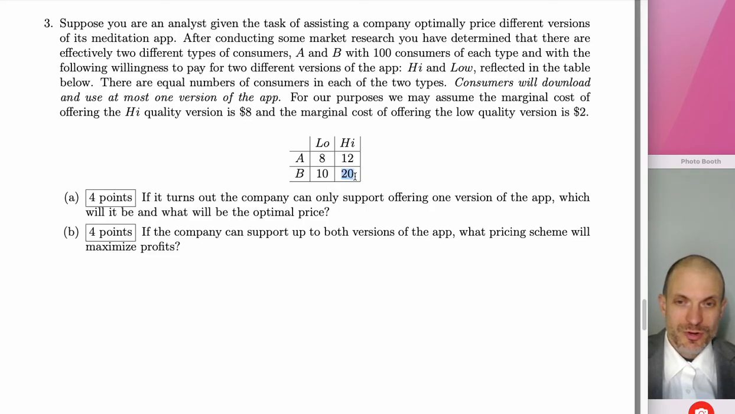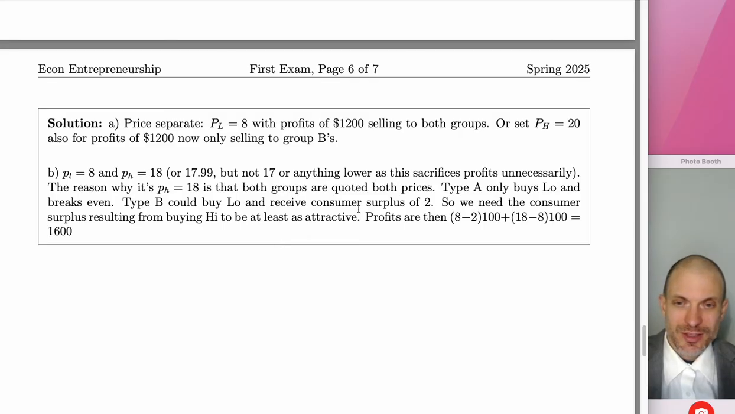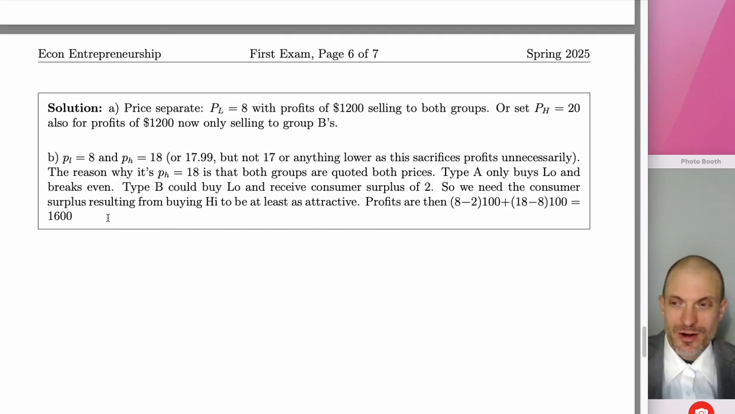So instead what we want to do is set the price of high at 18 or like $17.99 or something like that, right? And so that's what I said right here. And actually you can calculate then our profits are going to be higher. It's going to be $1,600 rather than $1,200 if we use this policy. And so what did I say? You could set a price of 18 or $17.99, not 17 or lower.